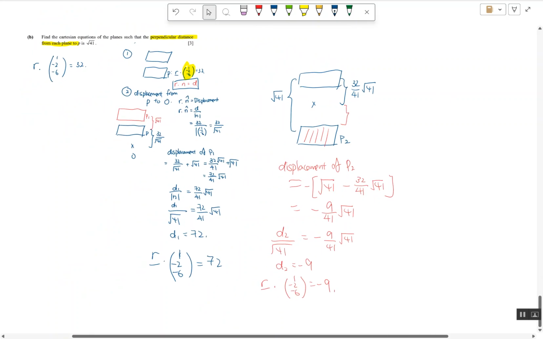And this is how I find the perpendicular distance. I find the new Cartesian equations of these two planes, one above the original P and the other below. All your plane equations are in the form r dot n equals d. If you take the d and divide by the magnitude of n, you are going to get the displacement. Displacement means how far the plane is away from O. It could be in the positive direction or in the negative direction.